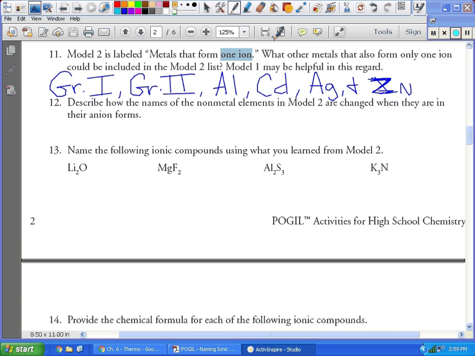All right, number 12. Describe how the names of nonmetals in Model 2 are changed when they're in their anion form. So here's the first thing I want you to add right here. Nonmetals, are they written first or are they written second? Very good. So write this. They are written. Is it written or wrote? Written second.